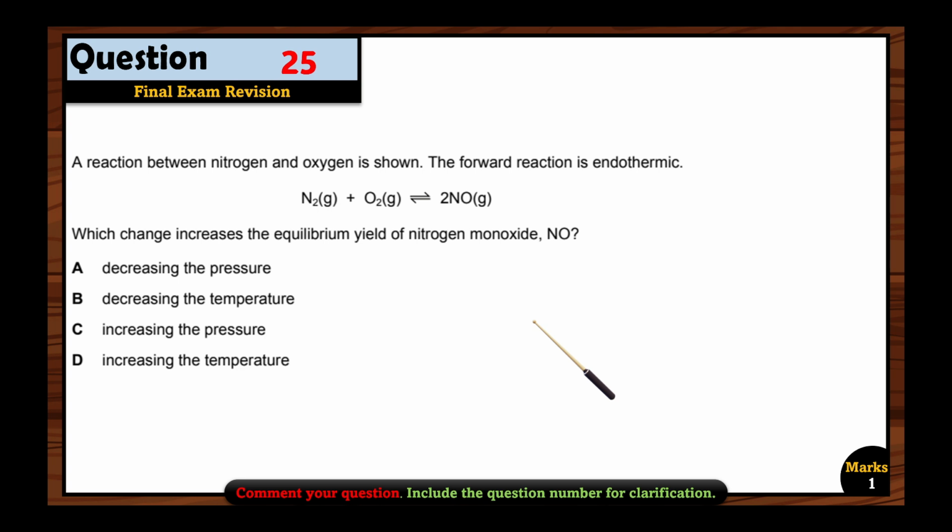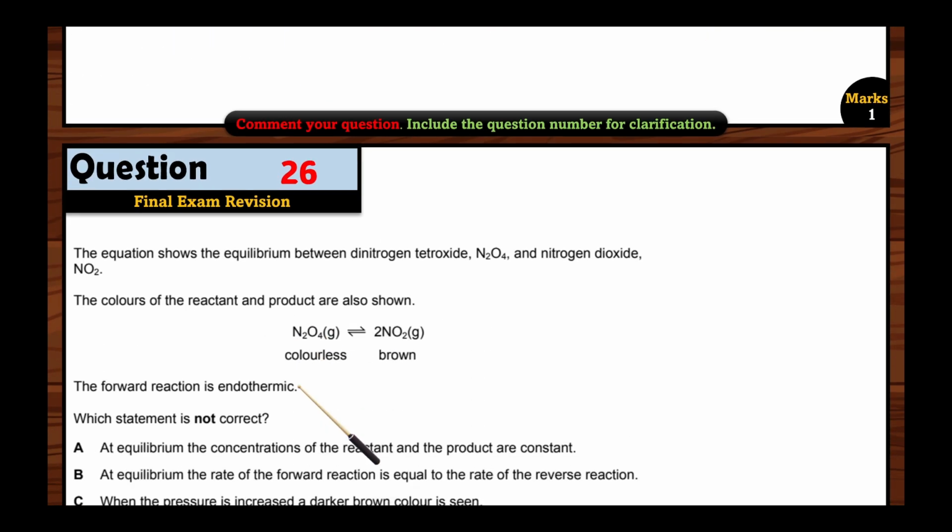Question 25. A reaction between nitrogen and oxygen is shown. The forward reaction is endothermic. Which change increases the equilibrium yield of nitrogen monoxide? So we have to increase the yield of nitrogen monoxide. It means we have to shift the equilibrium towards the right side, or we have to increase the forward reaction. And the forward reaction is endothermic. So it means we can give high temperature. High temperature will favor the endothermic reaction. So do we have any option of increasing the temperature? Yes, option D. So option D is the right option.